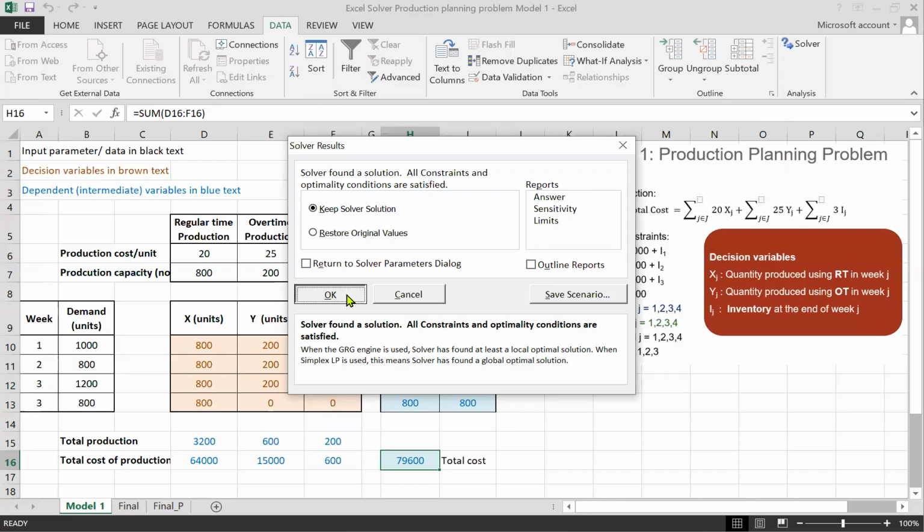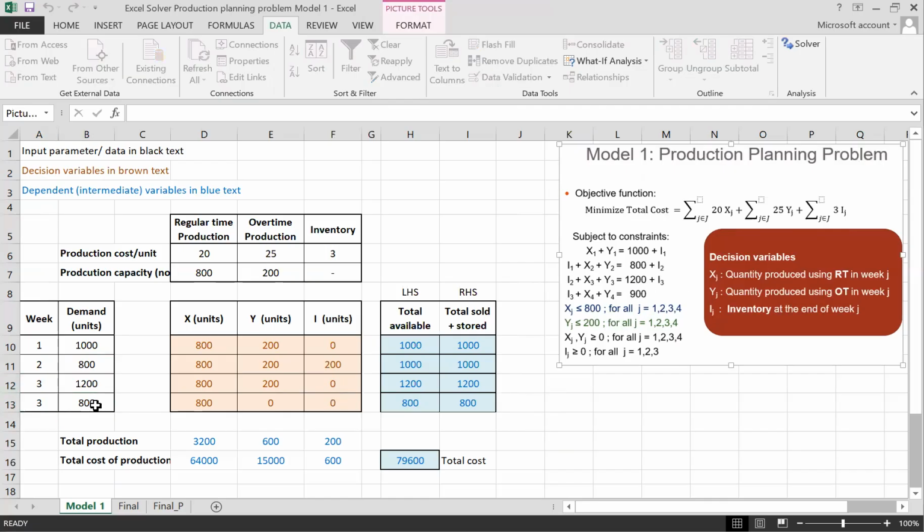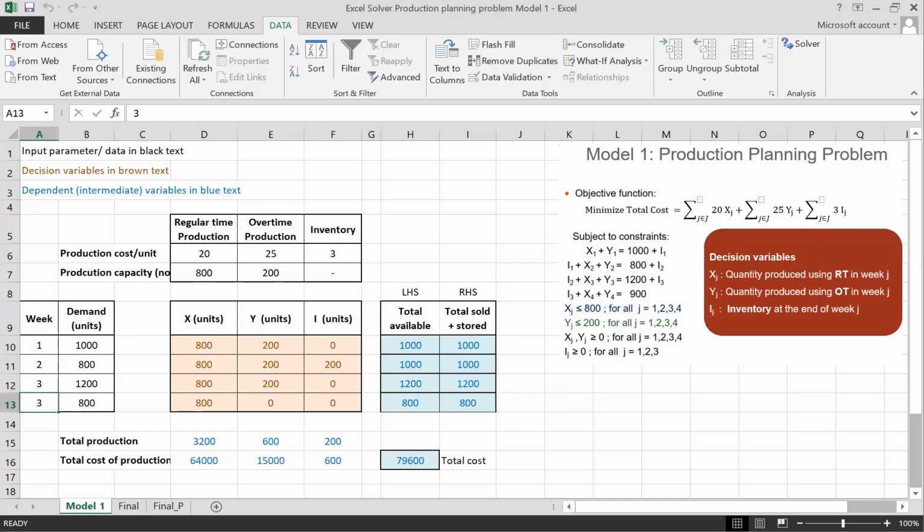So yes, we have obtained the optimal solution, which in this case is 79,600 as the cost. Let's check the data again. Once again, is this matching with this? Yes. Here we have 800 instead of 900, so there is 100 unit less as compared to this example.